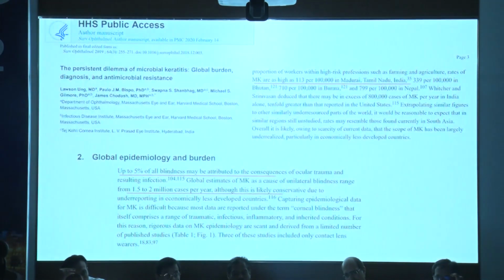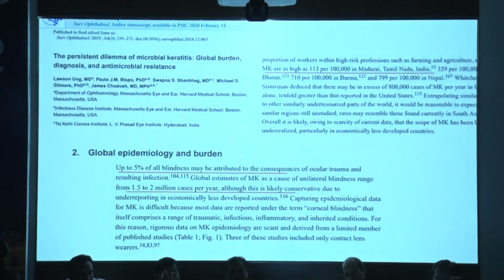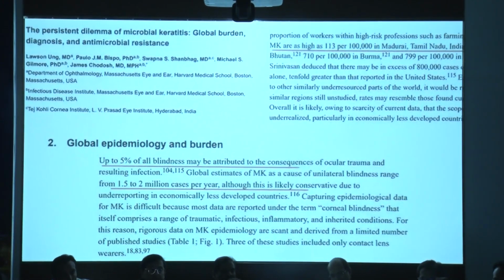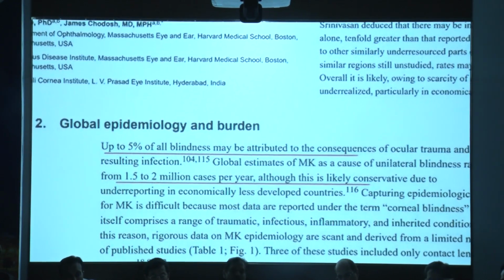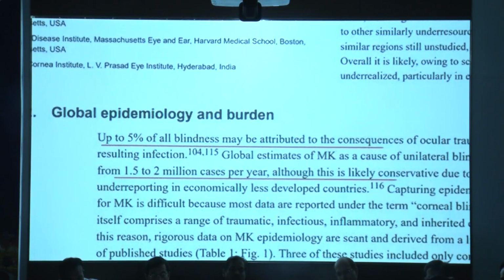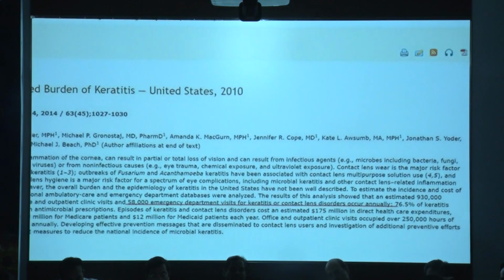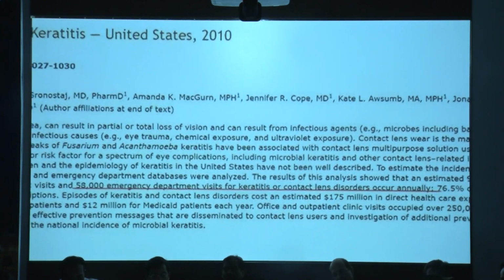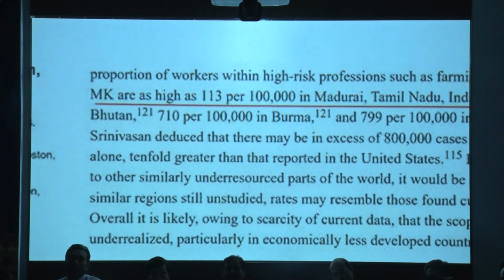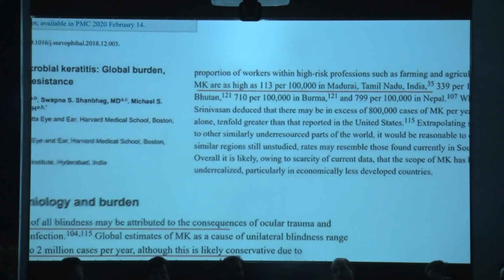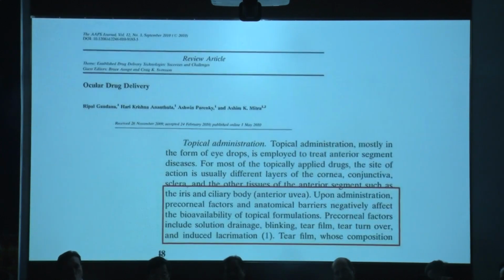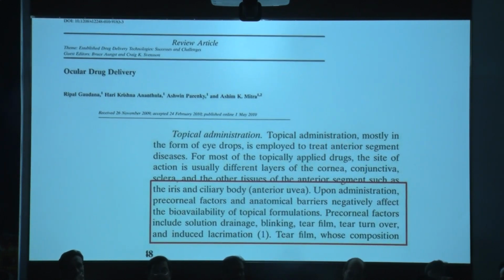Up to 5% of all blindness are due to ocular infections. The global estimates of microbial keratitis, the cause of unilateral blindness, range from 1.5 to 2 million cases a year, and 58,000 registered emergencies in the US. In our part of the world, 113 of a lakh population have become blind monocularly following microbial keratitis.